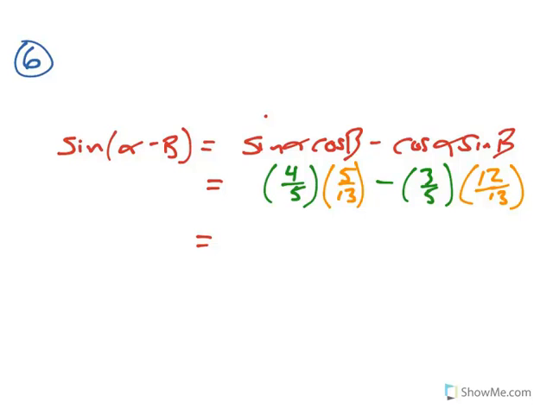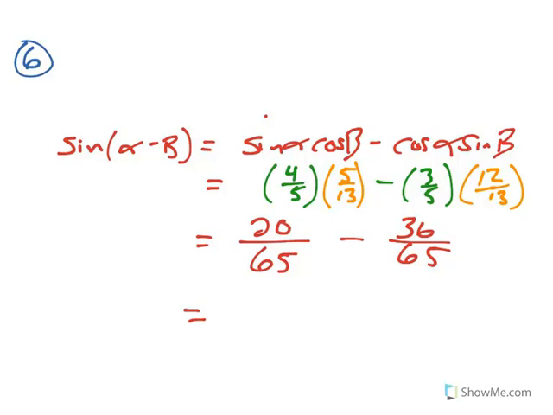4/5 times 5/13. 4 times 5 is 20. 5 times 13 is 65. Subtract. I could simplify that fraction. I choose not to because I want my fractions to have common denominators, and they currently do. 3 times 12 is 36. 5 times 13 is 65. Once again, I could reduce. Actually, I can't reduce that one. But even if I could, I wouldn't because I want common denominators.